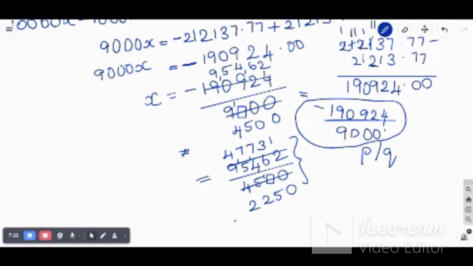So let me write the answer. Our x is equal to minus 47731 by 2250. Don't miss the minus symbol. For the minus symbol alone, they have given one more extra question.